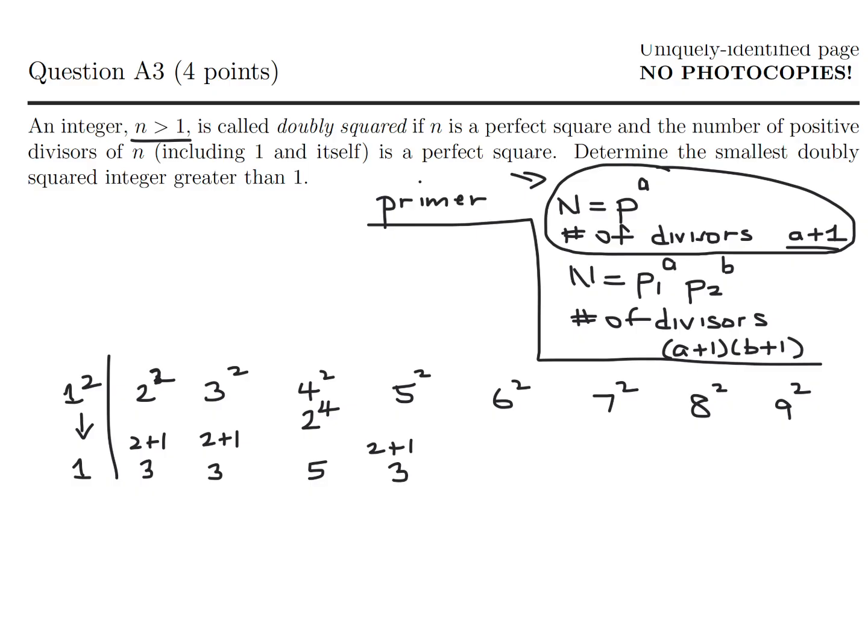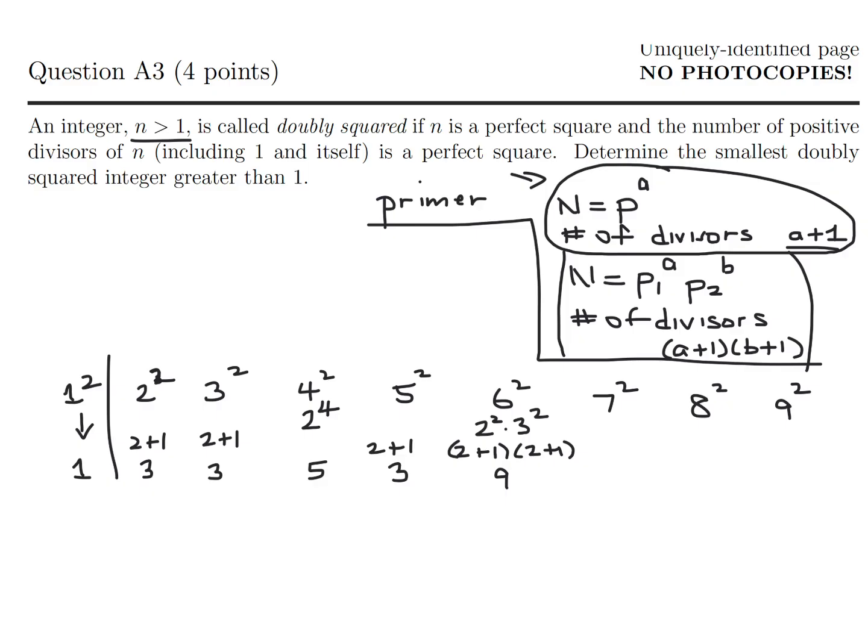This one, though, we have to break it down into its prime factors. So it's 2 to the power of 3, 2 to the power of 2, 3 to the power of 2. And for that, we have to use this one, because now we have two primes. That's going to be 2 plus 1 times 2 plus 1. So that is 9.